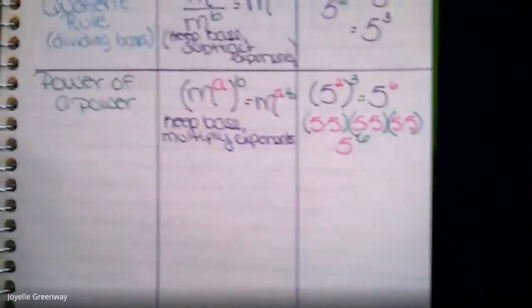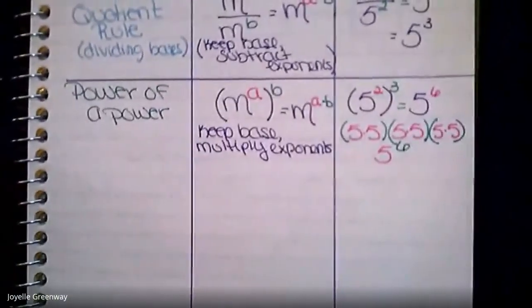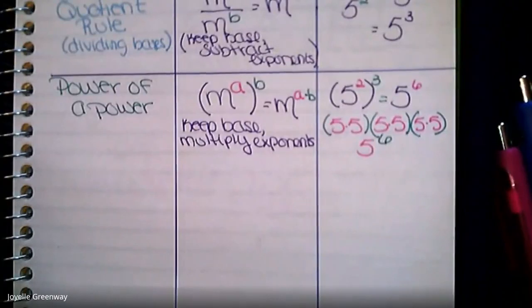Okay, so the last thing we talked about, sorry, this is not working out well for me. So the last thing we talked about was the power of a power rule. Sorry, I didn't have my ruler handy.